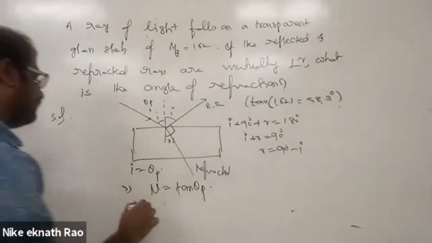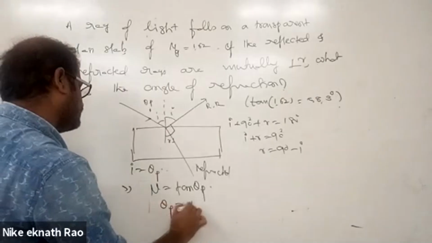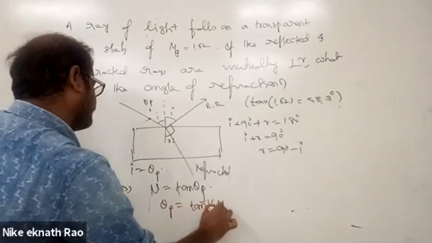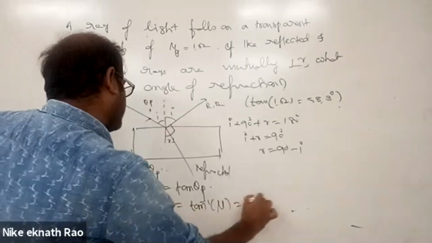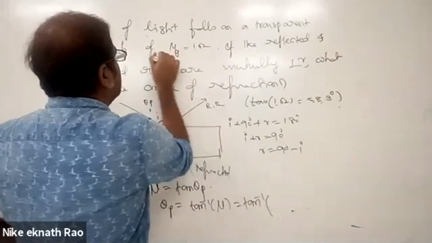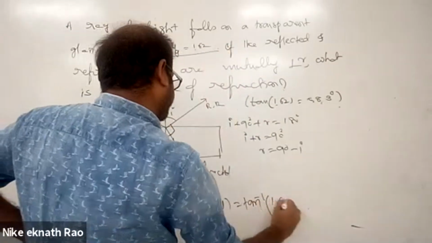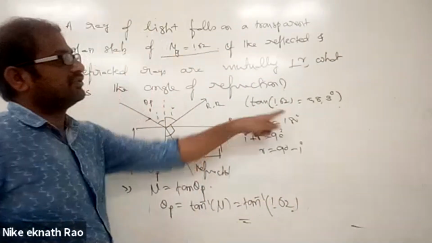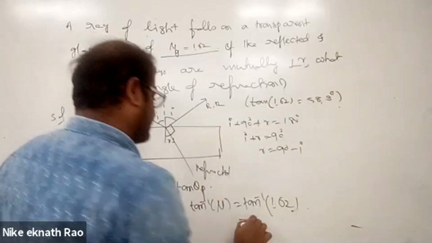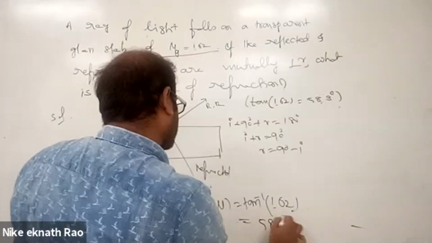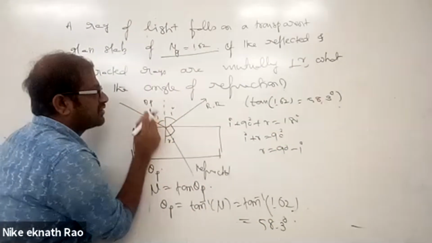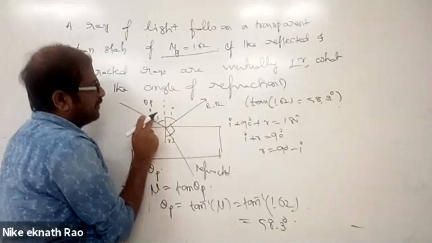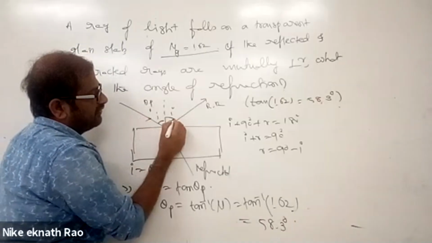Therefore, what is the polarizing angle? Polarizing angle is equal to tan inverse of mu. The value of mu given is 1.62. For this, tan inverse of 1.62 is 58.3 degrees. So this angle of incidence is called the polarizing angle. And this is the polarizing angle, I, the angle of incidence; the angle of reflection is also the same.